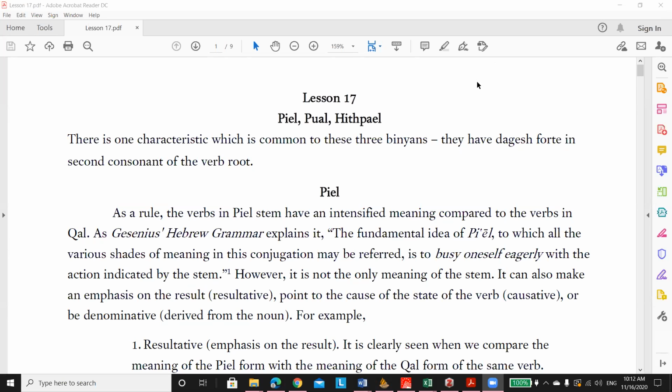Yes, Prof. Okay. So now today we will study these three stems: Piel, Pual, and Hithpael. The specific feature of these three stems is that they have dagesh forte in the second radical, or second consonant, of the root.